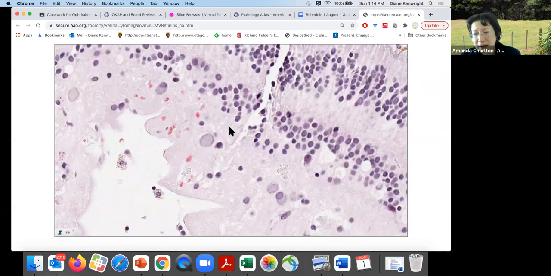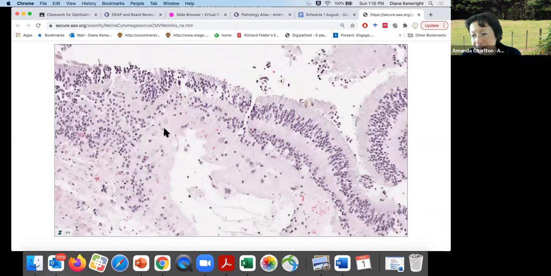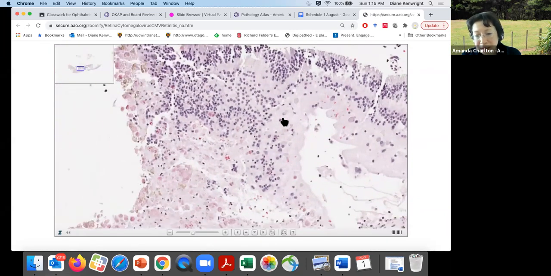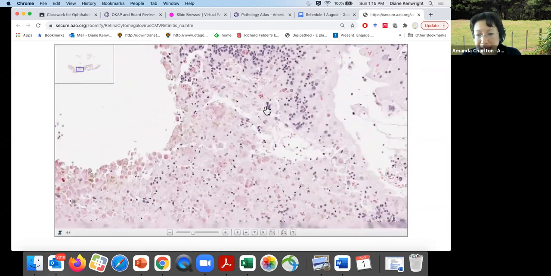So this could be a viral cytopathic effect, which can happen in any tissue of the body. But I'd like to have a look around and see what else is happening, if that is true, if there's more of this. And if that is true, what else is happening to the rest of the retina? That's just what we happened to land on.